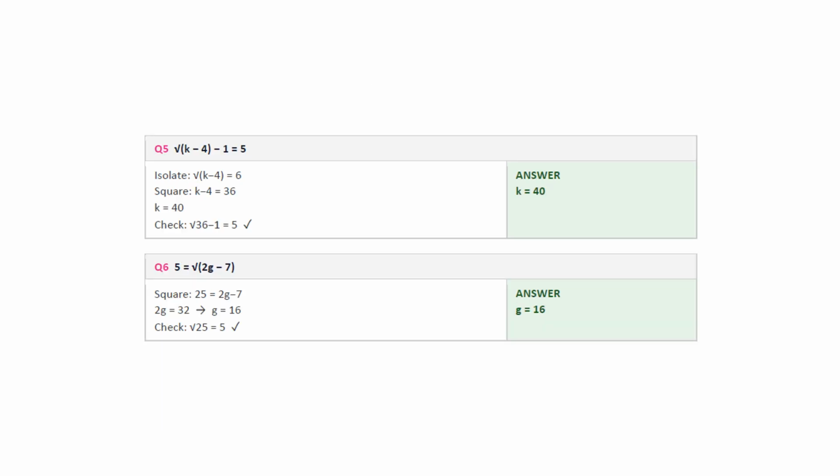So as I promised, now we have come to the end of the session. So I'm sharing the final answer key for the last 2 questions of your EOT Hakel, questions 5 and 6. So for question 5, the answer is K is 40. And for question 6, the answer is K equal to 16.